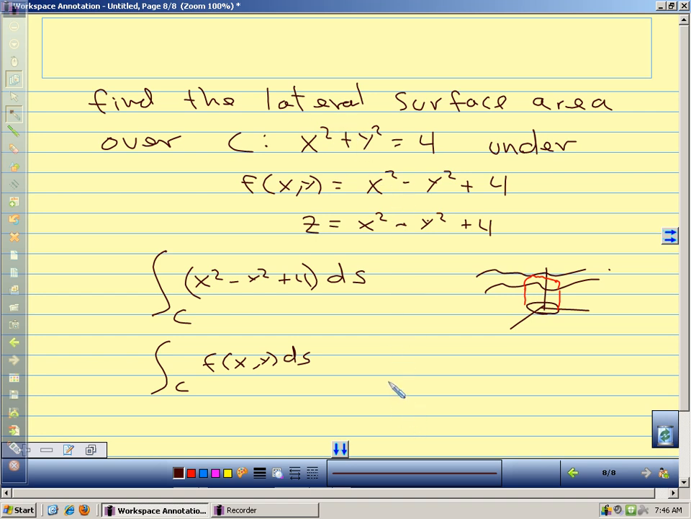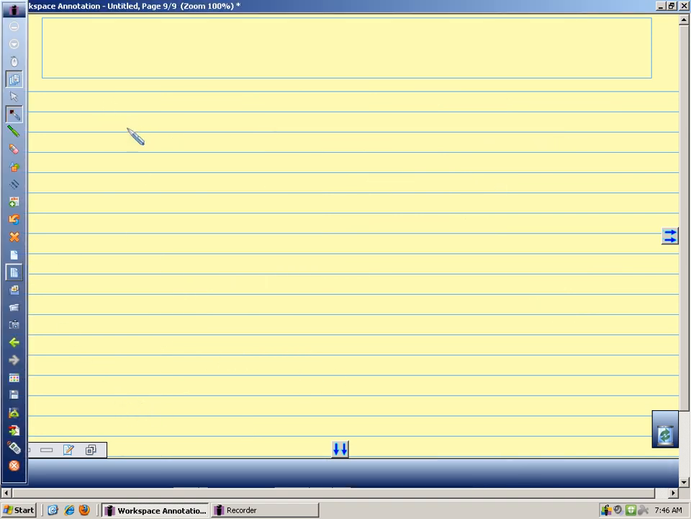So then this is when you use the magnitude of r prime. Magnitude of r prime, yes. So this is the very first one we talked about. Right. All right. That was painful. All right, your homework.